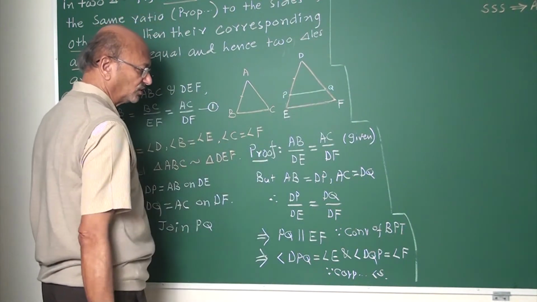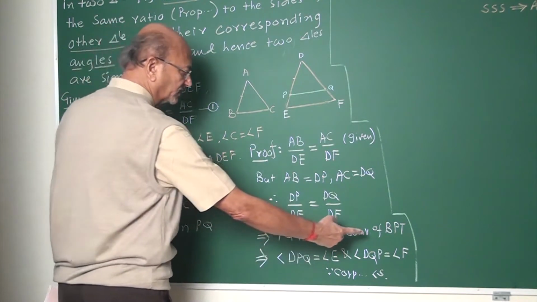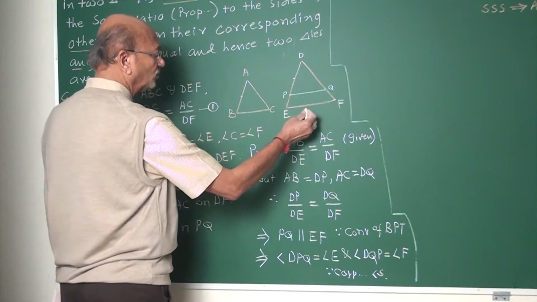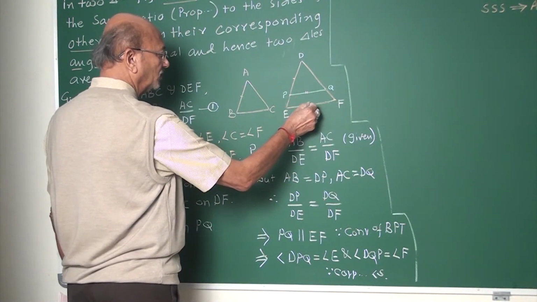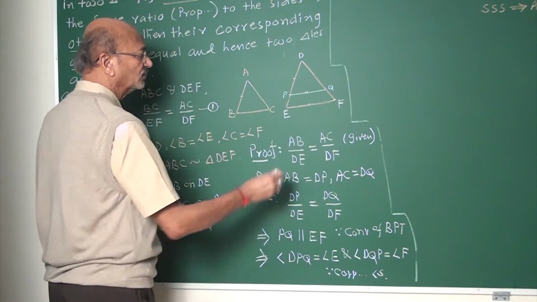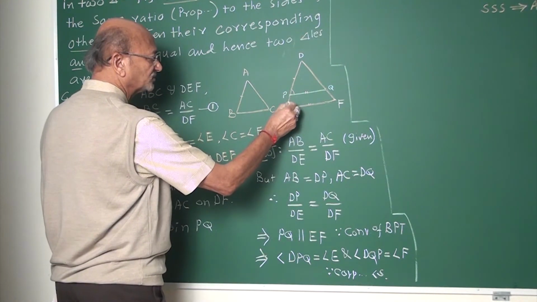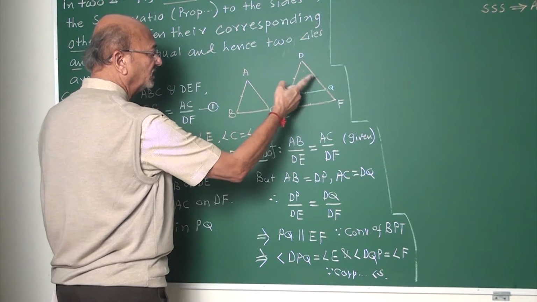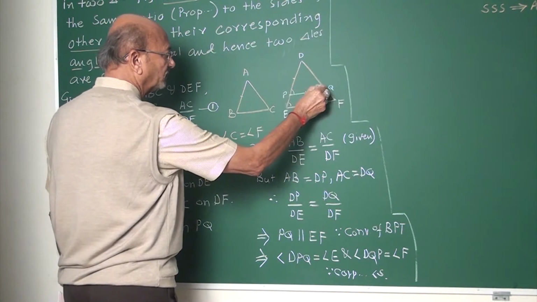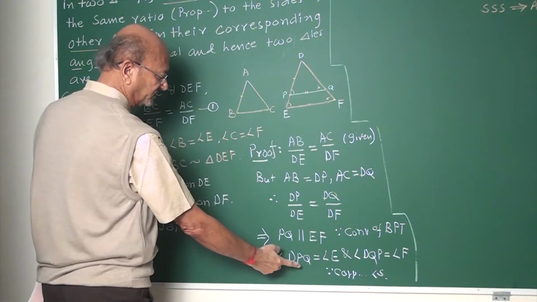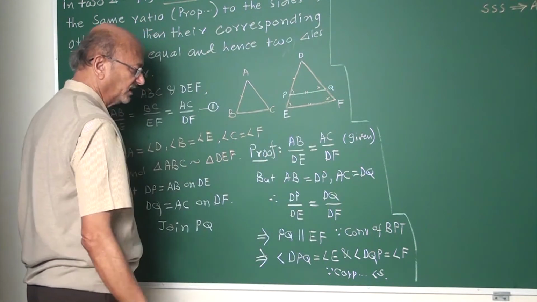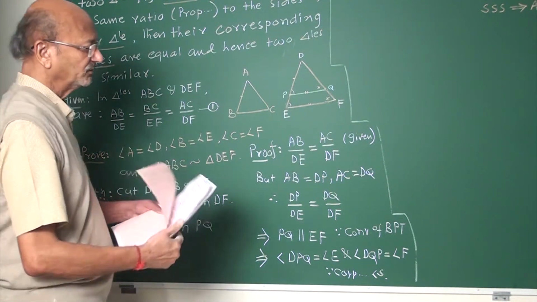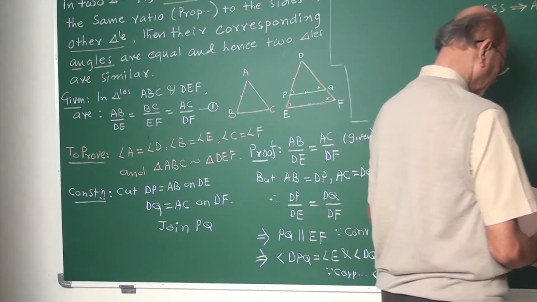Then, by the converse of what, my friends? BPT. By the converse of BPT, PQ is parallel to EF. When PQ is parallel to EF, then these are corresponding angles, my friends. Angle DPQ equal to angle E, angle DQP equal to angle F. These two are equal because they are corresponding angles.